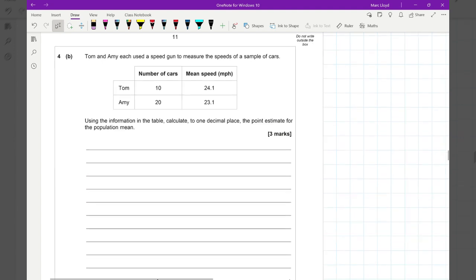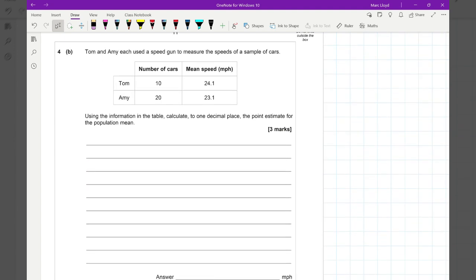Okay, part B. Tom and Amy each used a speed gun to measure the speeds of a sample of cars. Using the information in the table, calculate to 1 decimal place the point estimate for the population mean. So that's going to mean find the mean of all these values.